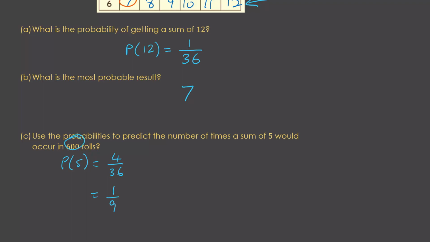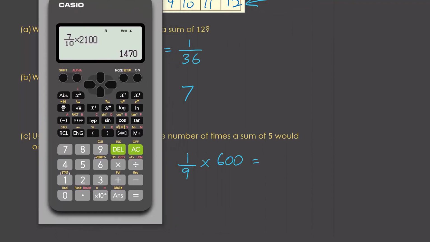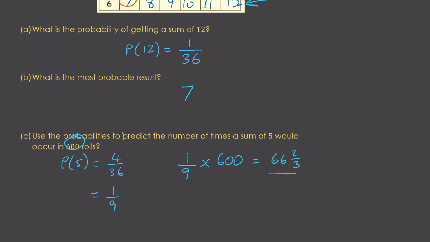And if we do 600 rolls, then we're going to get 1/9 of 600. So we can calculate that. So we have got 1/9 times 600, and that is 66 2/3. Now, if we had to predict a whole number of times, then I would say that is approximately 67.